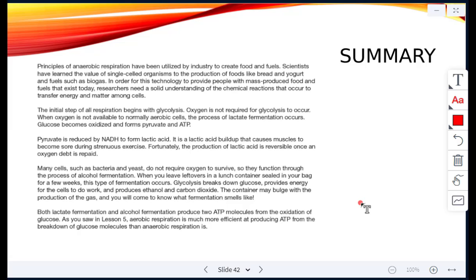And the initial step always begins with glycolysis. Glycolysis can occur when there is no oxygen available. And then when oxygen continues to not be available to normally aerobic cells, the process of lactate fermentation will occur. Glucose becomes oxidized and forms pyruvate and ATP. Pyruvate will then be reduced by NADH to form the lactic acid.